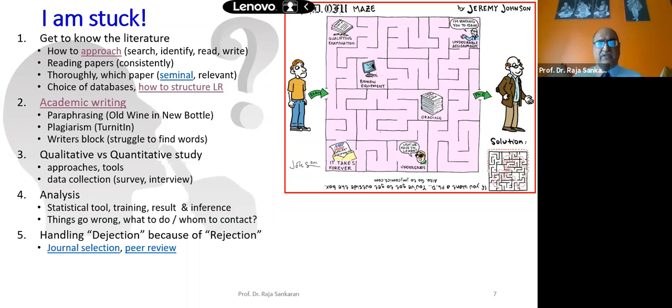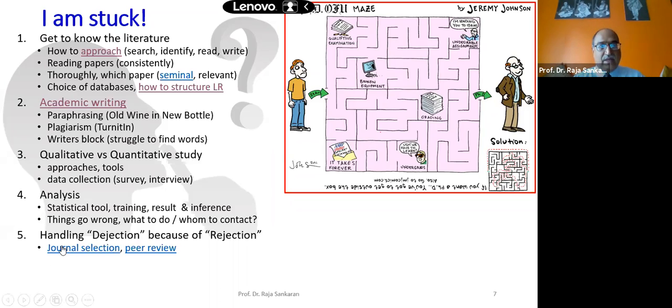So the process is quite tedious with respect to publishing research papers. Hence, everybody goes through rejection. Once, twice, 5 times, 10 times, it depends upon the quality of the paper and what we're doing. But the bottom line is everybody goes through a rejection while publishing a paper. So do not get dejected by the publishing of the research paper.